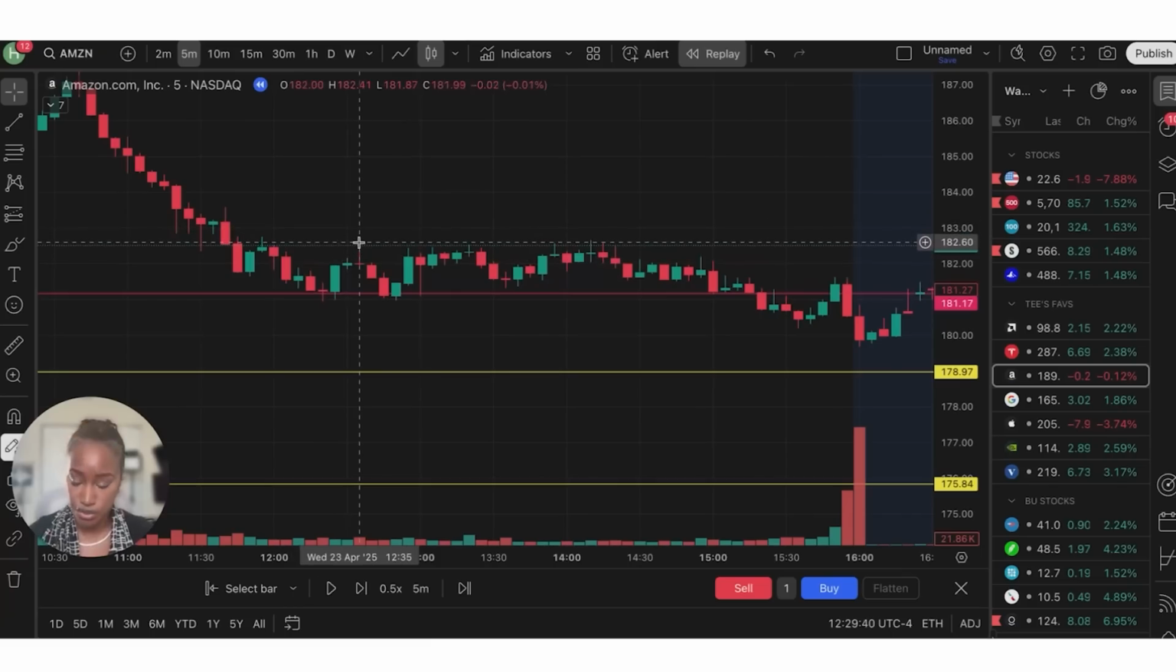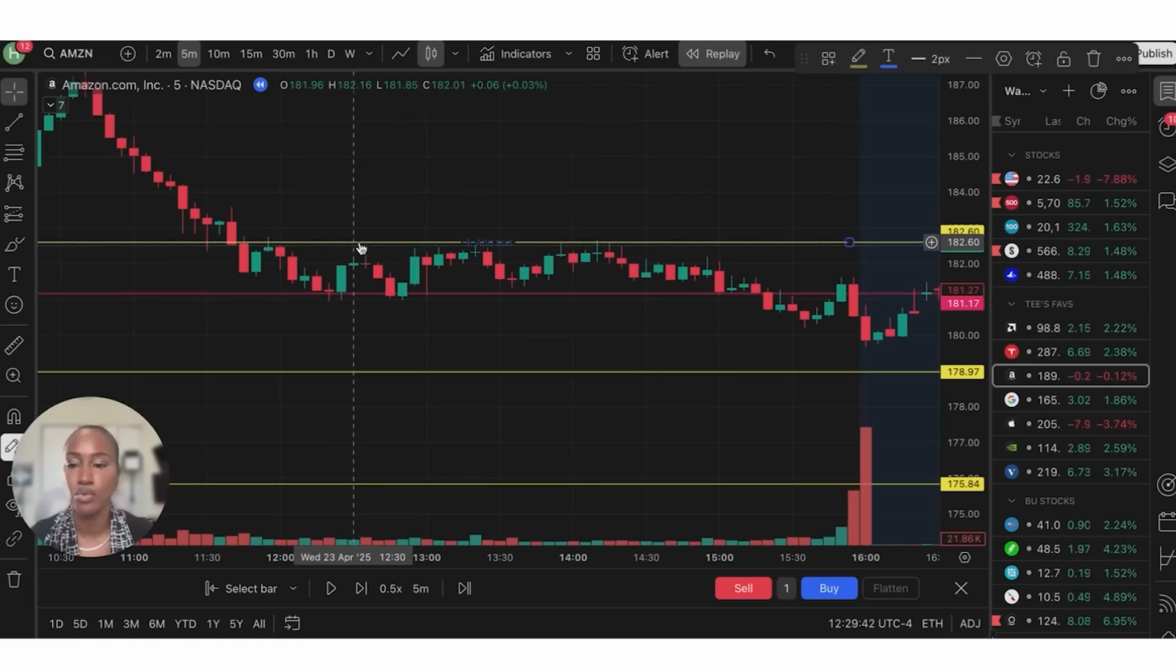Also here, I wanted to show you this in real time. I can draw a level right here. Because as you can see, every time price touches this resistance, it bounces down and finds support at this red level. Bounces up, resistance, support, resistance, support.